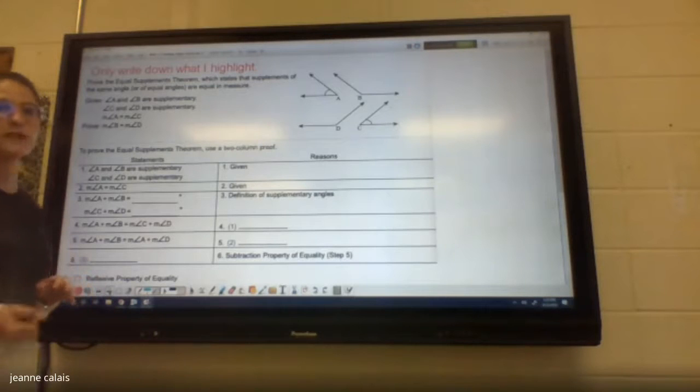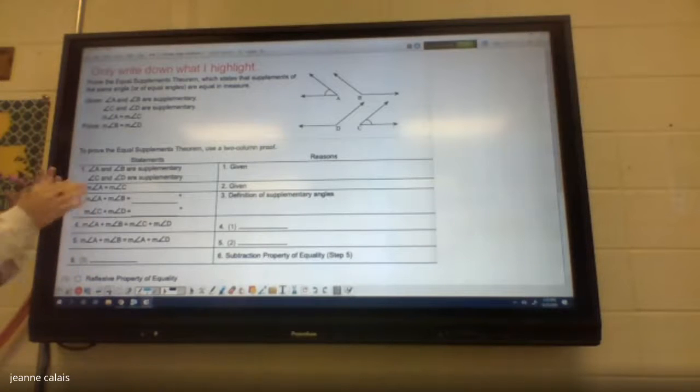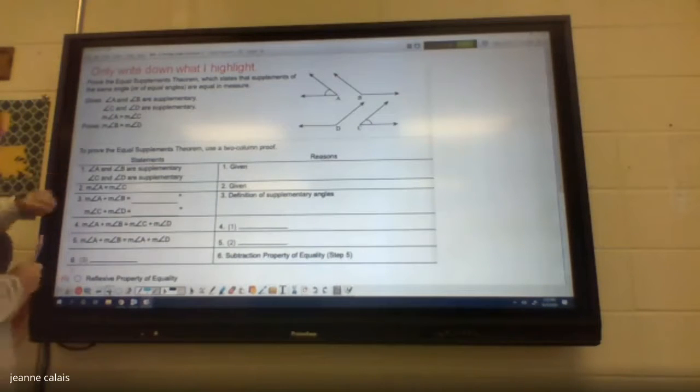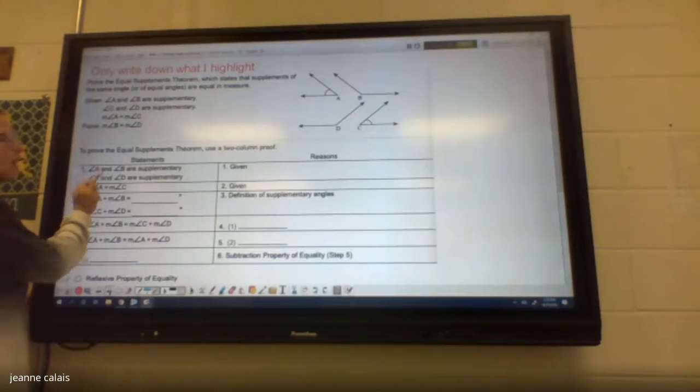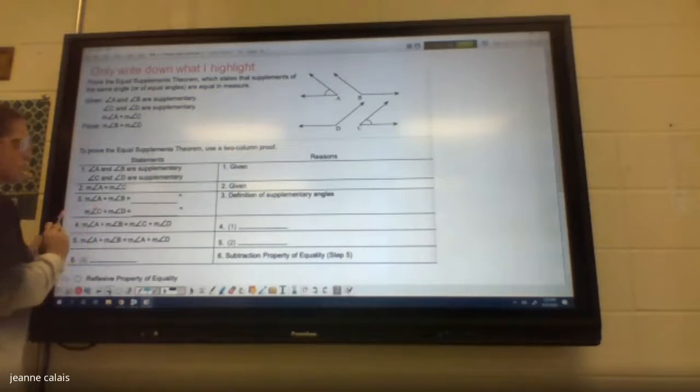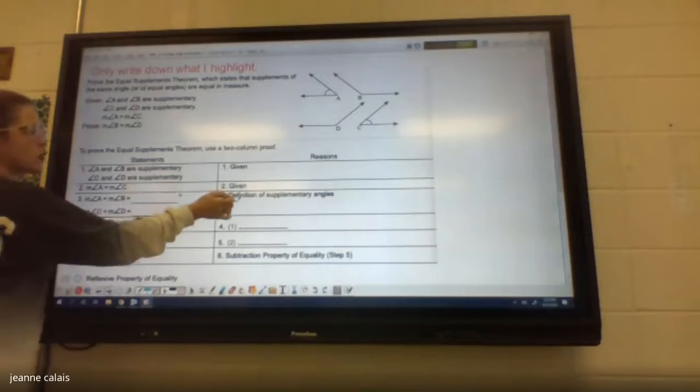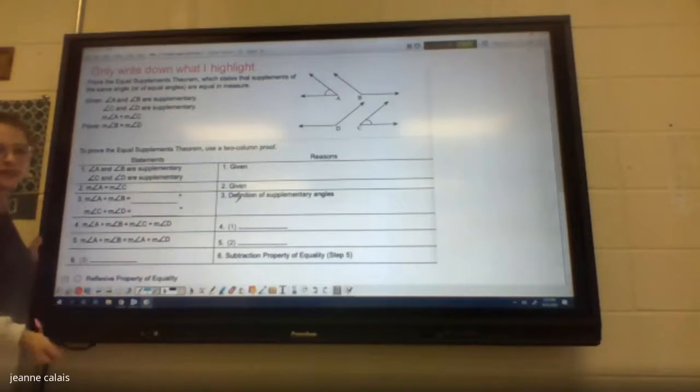All right, we're almost done. We're coming to the end. And so we're now dealing with proofs again. So I really want you to pay attention right here. You are told in part 1 that what you're given is angle A and angle B are supplementary. Angle C and angle D are supplementary. That is given. You are also given that angle A and angle C have the same value. Your reason 3 says definition of supplementary.